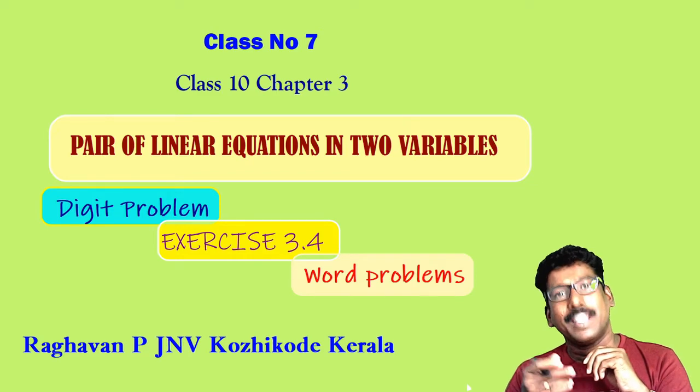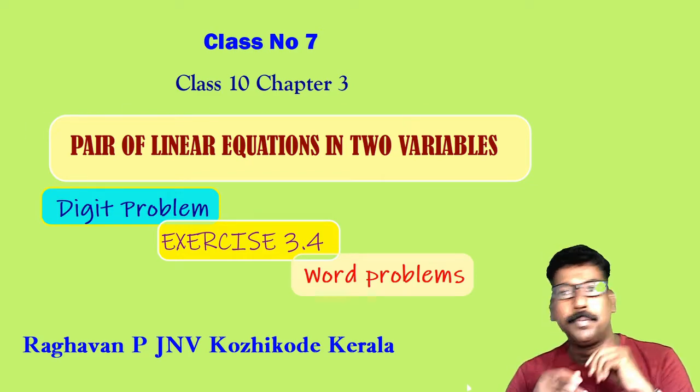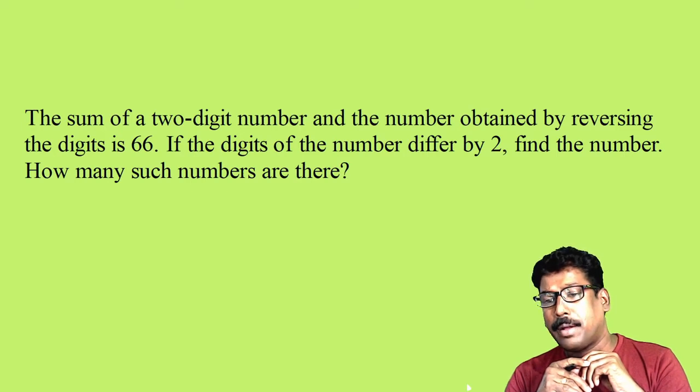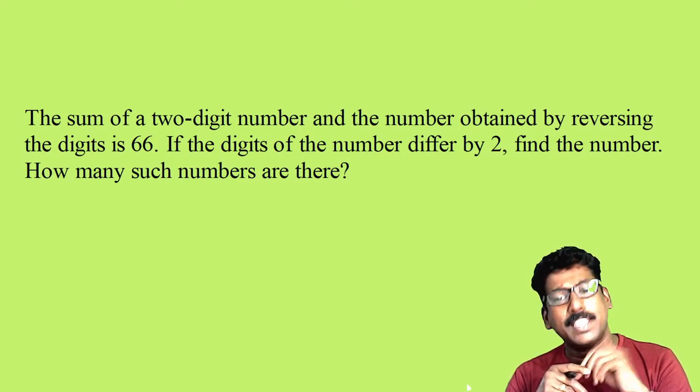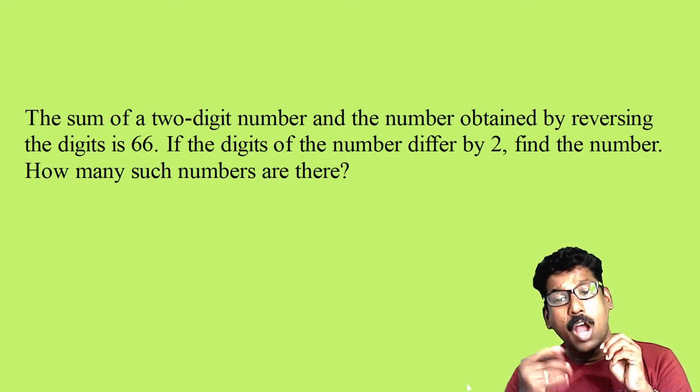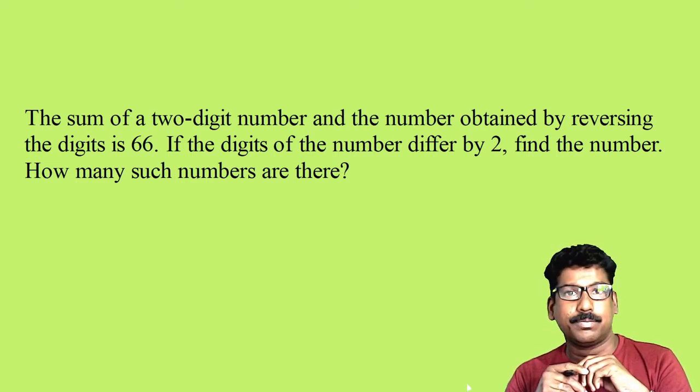Now let us look at a digit problem. Here is a question. The sum of a two-digit number and the number obtained by reversing the digits is 66. If the digits of the number differ by 2, find the number. How many such numbers are there?